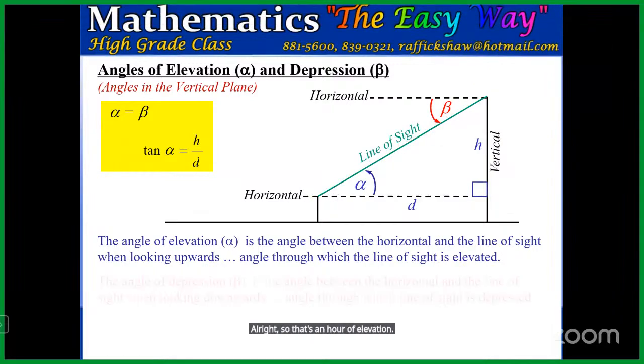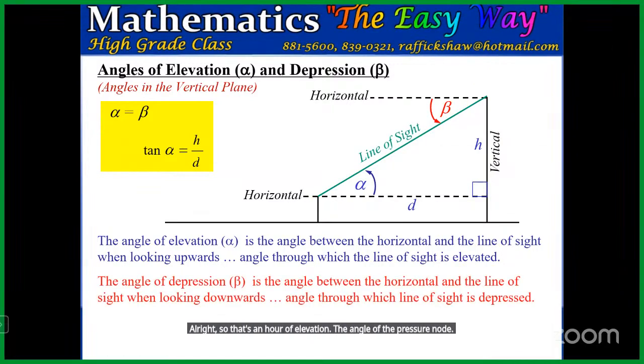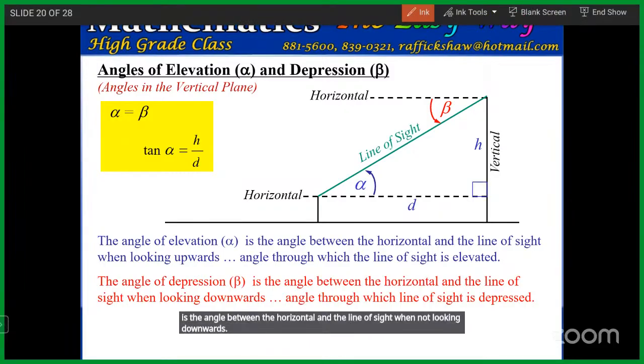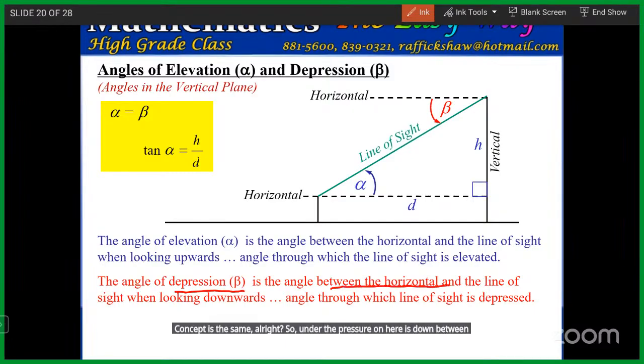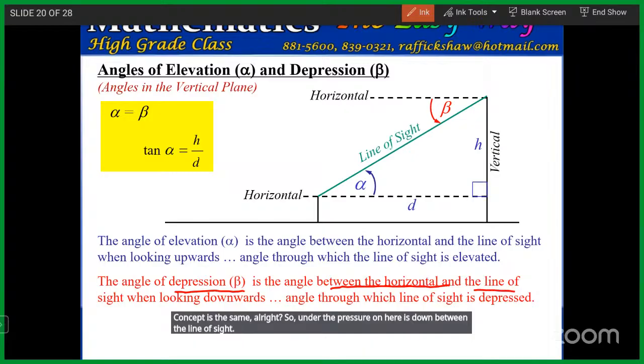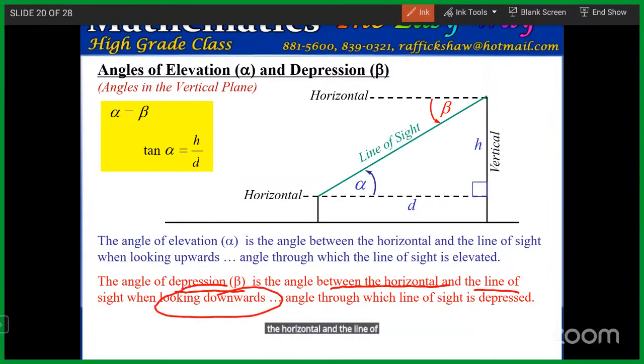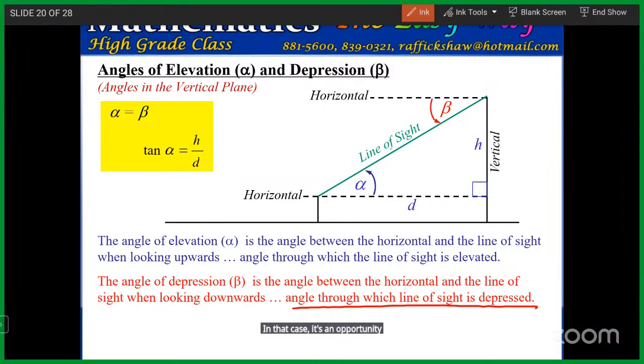The angle of depression now is the angle between the horizontal and the line of sight when now looking downwards. So all that it is, elevation is looking upwards, depression is looking downwards. Concept is the same. So angle of depression here is the angle between the horizontal and the line of sight, but this time you're looking downwards. In that case, it is the angle through which you have to depress the line of sight in order to look downward.